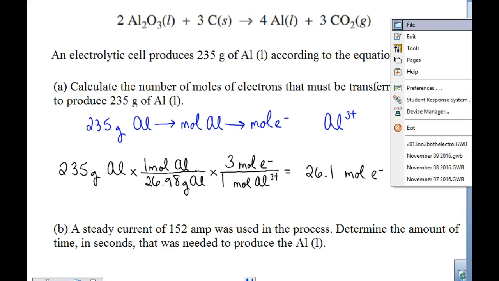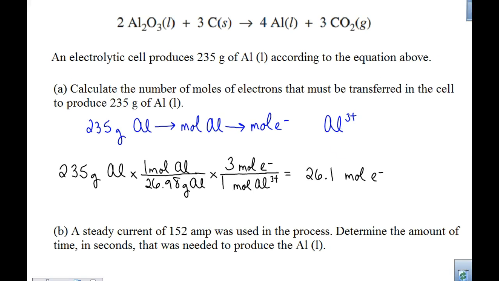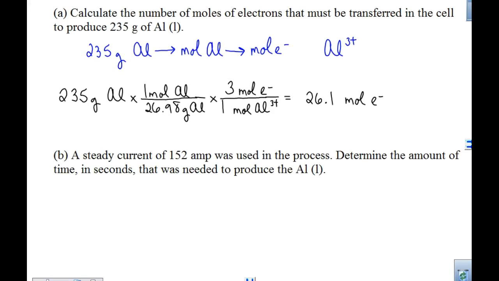So you should get 26.1 moles of electrons. Moving on to part B. Now they're going to tell us that they used a current of 152 amps to do this, and they want to know how long it took.